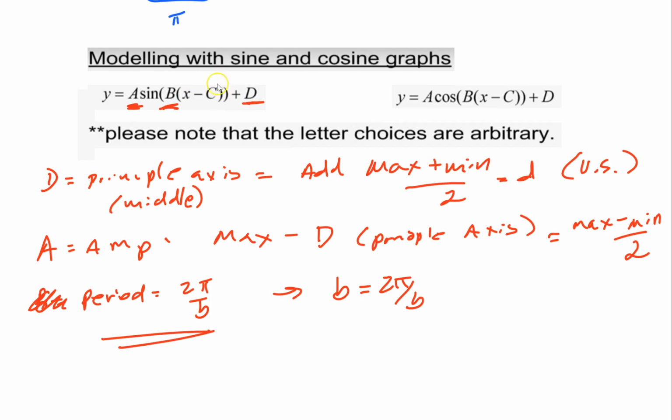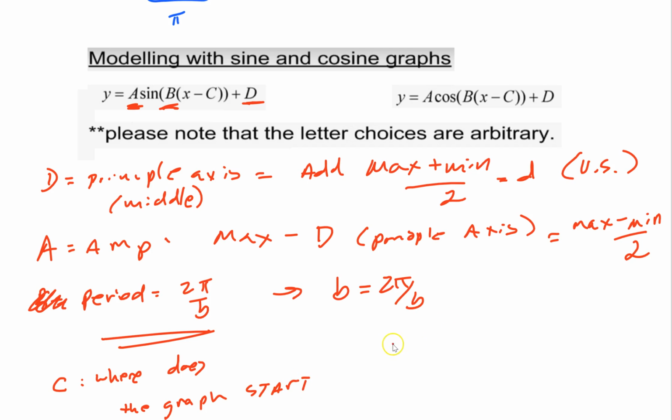Now C is a phase shift, right? Where does your graph start? So for C, it's actually the easiest, if you could see it. It's where does your graph begin? That's all you have to look for. Where does the graph start?